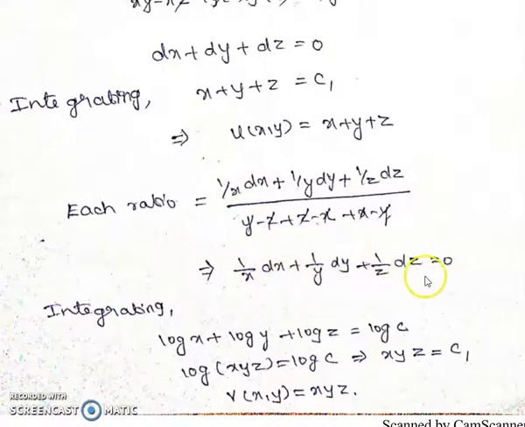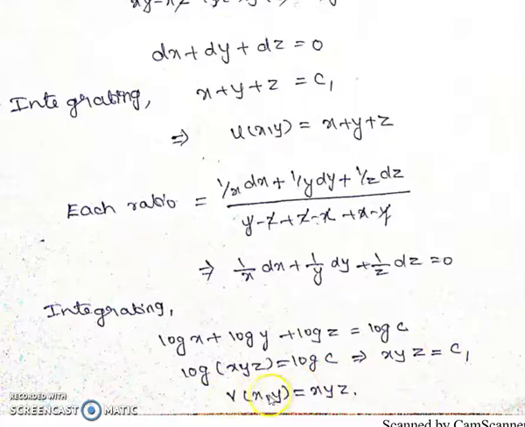So now integrating this one, integration of dx by x is log x. Integration of dy by y is log y. Integration of dz by z is log z, equal to integration constant log c. So this is the form log a plus log b plus log c, which can be written as log abc. So log xyz equal to log c. So on both sides we can cancel the log. Remaining, we get xyz is equal to c1.